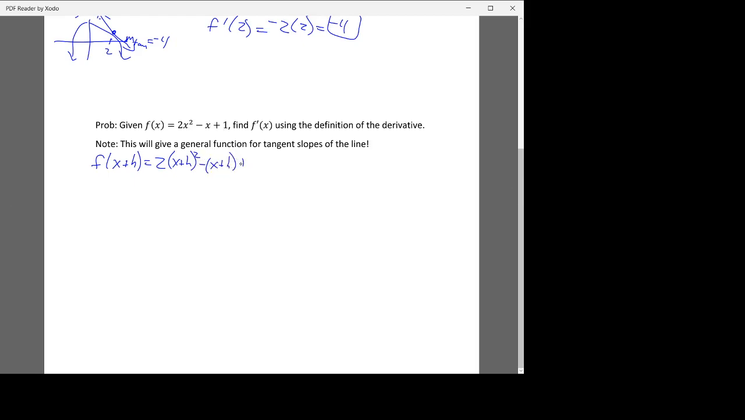And then plus 1. So see, I just replaced the x's with an x plus h. That's all I did. And so you remember from our little thing, we know that this squared, square first, then times 2, x squared plus 2xh plus h squared. And then distribute the minuses through, minus x minus h plus 1. And so what we have is, put the 2, it's like a super distribute problem here. 2x squared plus 4xh plus 2h squared minus x minus h plus 1.